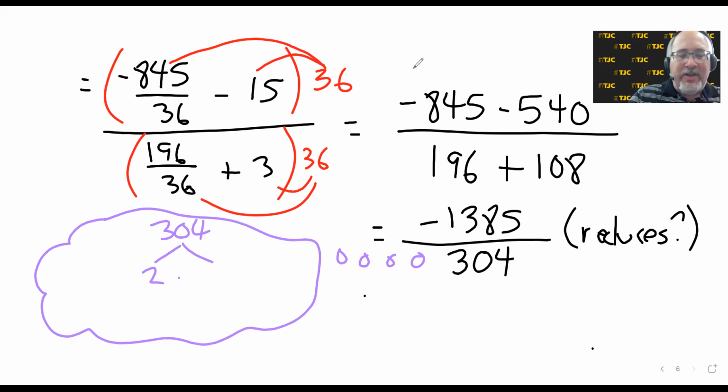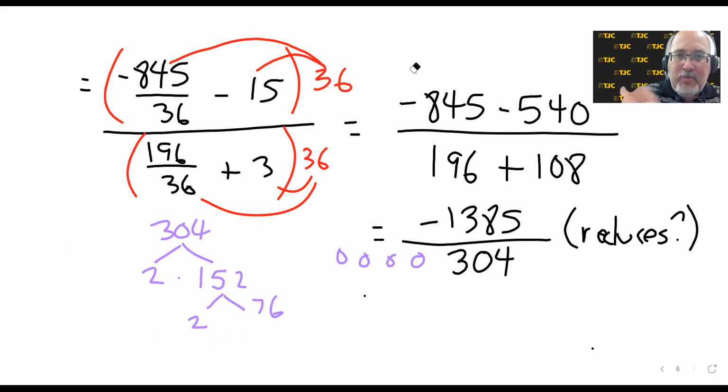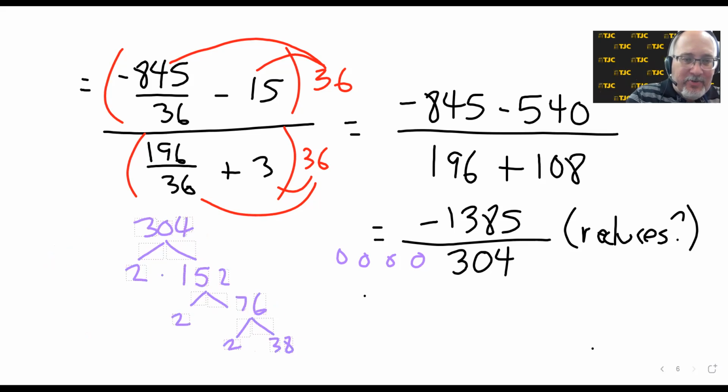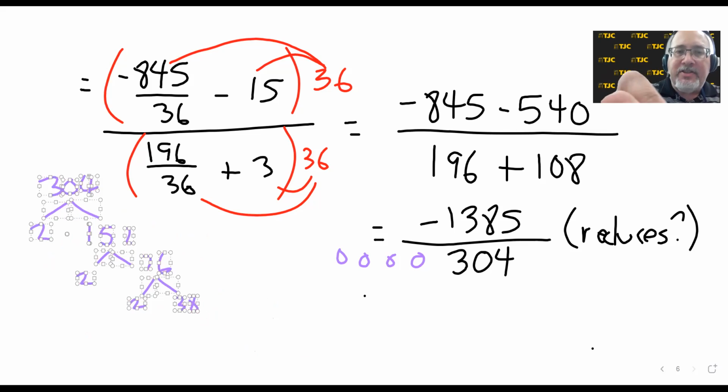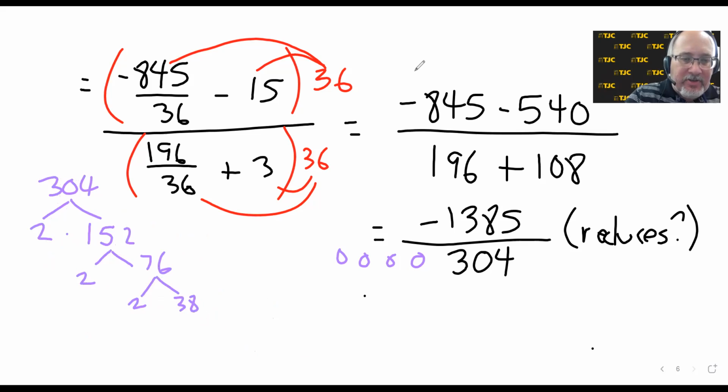If we divide it by 2, we get 152. If we divide that by 2, 152 divided by 2 is 76. Looks like my cloud is not big enough. We can divide 76 by 2, and we will get 38. This is getting, I don't want to say it's getting out of hand, but it's doing more than I thought. Let's break down the 38 into 2 times 19. All right, that's what I was looking for.